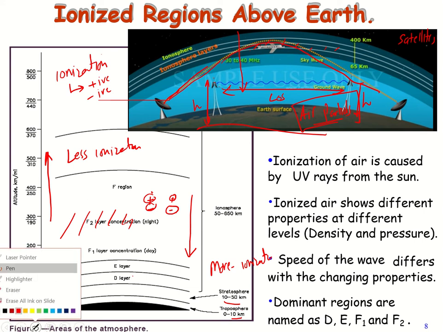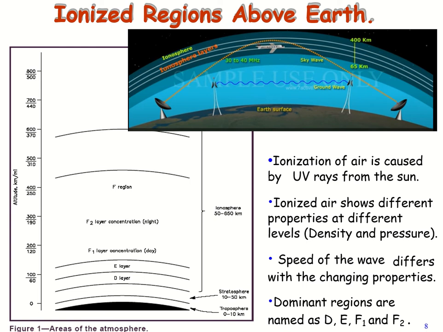Now if we have low frequency waves, they are usually reflected by the lower layers. If we increase the frequency and move to high frequency, they will penetrate the lower layers, because they have high frequency, but where we have the high ionization, again they will be reflected back.